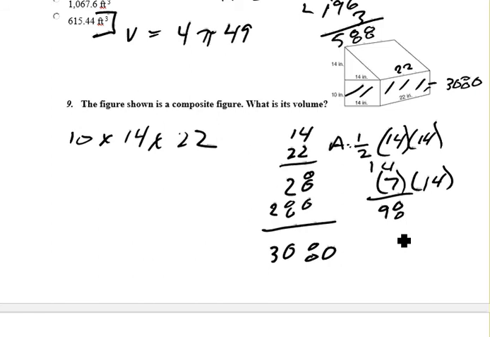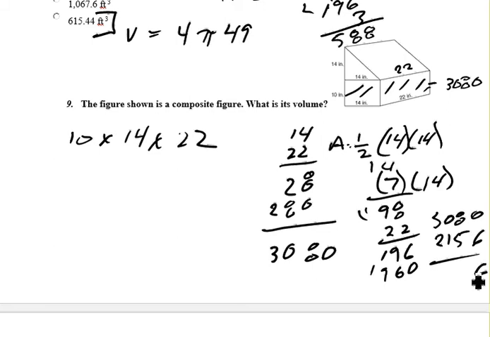That's 98. Now I got to do 98 times 22. Woo! A lot of math. 8 times 2, 16, carry a 1. 9 times 2 is 18, 19. And placeholder, 2 times 8, 16. Carry a 1. 2 times 9 is 18 plus 1. So I get 6, 5, carry a 1, 11, carry a 1. 2,156 plus 3,080. 6, 3, 2, 5. Hopefully that's an answer choice.